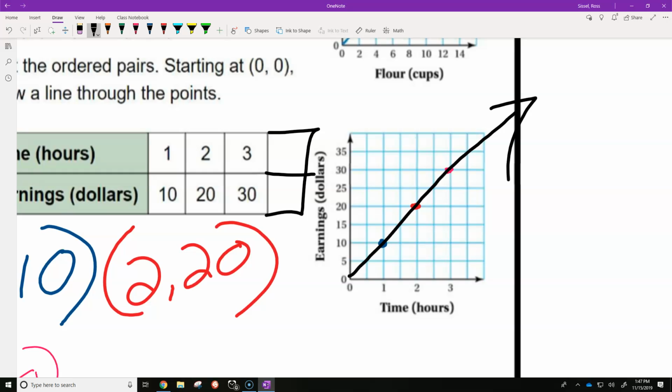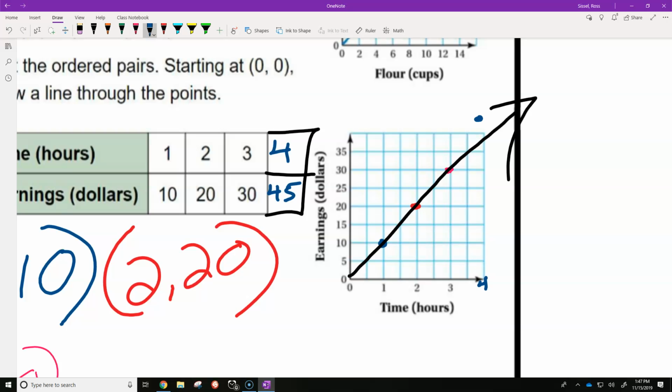Ethan? 4 to 40. Alright, so Ethan said 4 to 45. We're going to check 4 to 45. So, I'm going to go over 4. Let's see, there's 2.5, 3, 3.5. Here's 4. Then go up, there's 35, there's 40. Okay, so it'd be up in here.